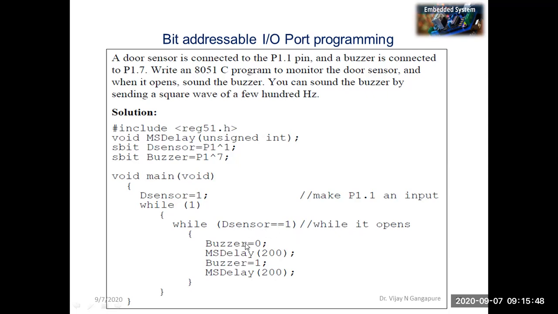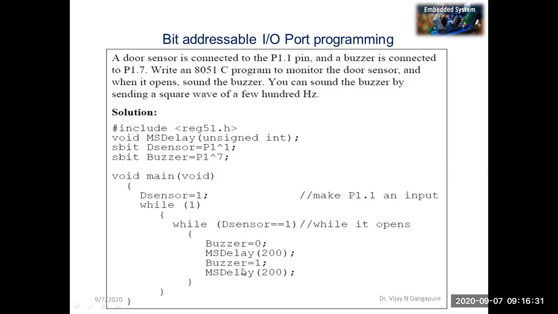So if it is open, then we have to turn on the buzzer by sending a square wave of a frequency of a few hundred hertz. So that program is written inside this nested while loop. So buzzer = 0. First we are making port 1 pin number 7 zero, and then I am calling this 200 millisecond delay, and then I am making this pin 1, and I am calling the same delay, means I am just generating a square wave of 400 millisecond period on pin number 7 of port 1, which is connected to the buzzer.